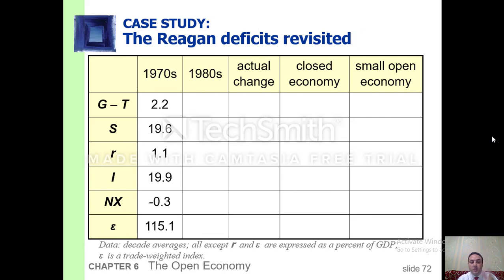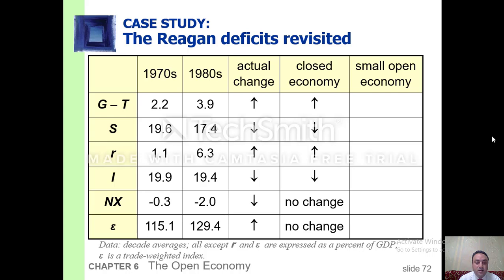You can see here the case study about the Reagan deficit that we had in the United States between the 70s and 80s. You can read this case study in the textbook in detail. We will apply what we studied in the previous slides on this. Because of time, you can read it in detail in the book and see how you can apply it on this case study.